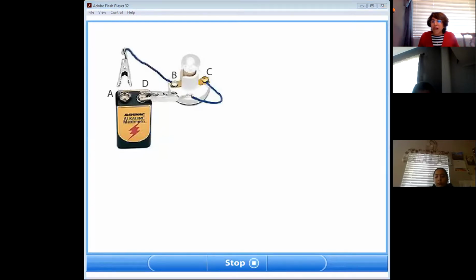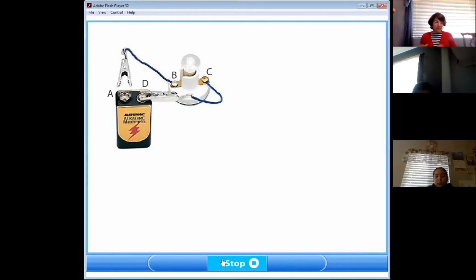What changes in electrical potential energy would take place in this circuit if it were closed?